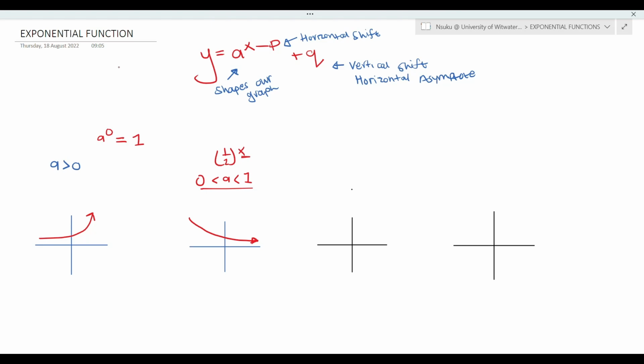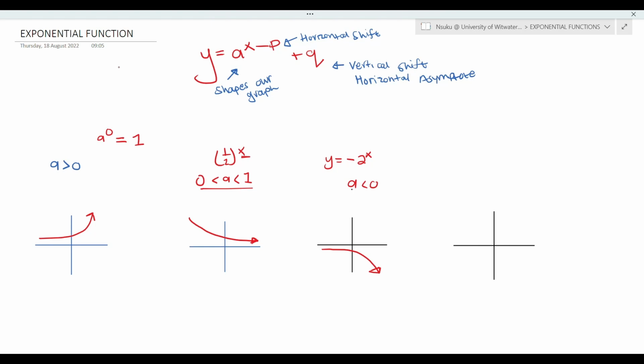So what if a is less than 0? So now a is negative, but it's not a fraction. In that situation, that's when you start seeing the graph going down like this. Obviously, if a is less than 0, the value of a will be negative. So let's say, for example, we have negative 2 to the power of x. We have a graph which says y is equal to negative 2 to the power of x. In that case, whatever value of x we add, our y value will always be negative.